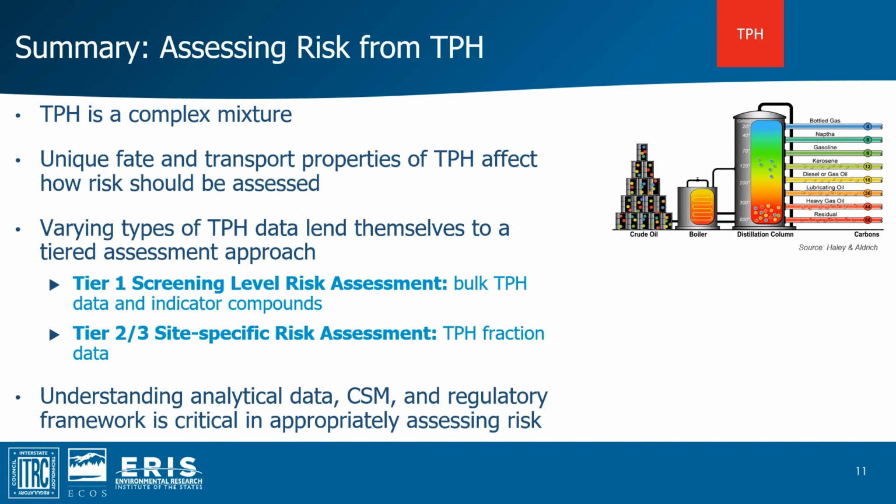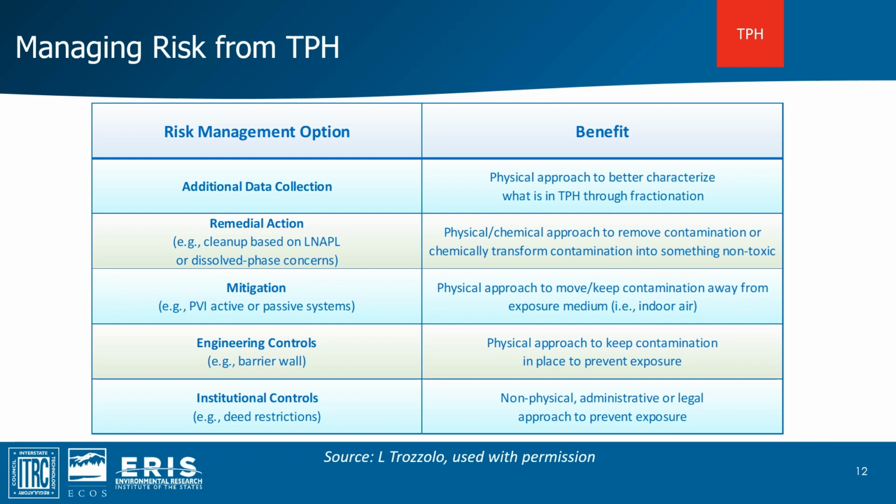One topic we haven't mentioned until now is risk management. There are several risk management options that can be used effectively to prevent exposure both on-site and off-site. When your site impacts haven't been fully characterized, you can always collect additional data to refine the Tier 2, Tier 3 site-specific risk assessment and better characterize the TPH mixture. If your additional data collection days are over, there are 4 risk management options that could serve your site, including remedial action, mitigation, engineering controls, and institutional controls.